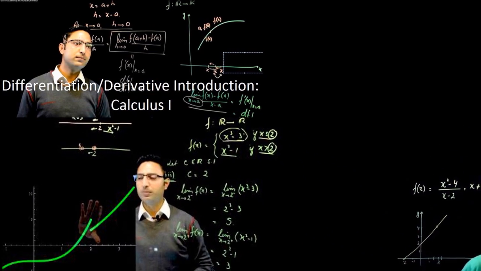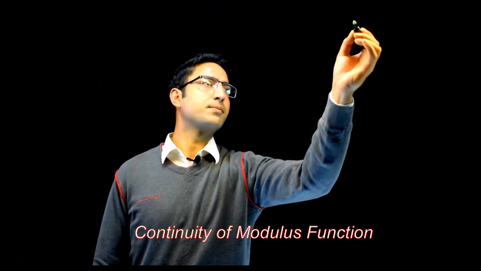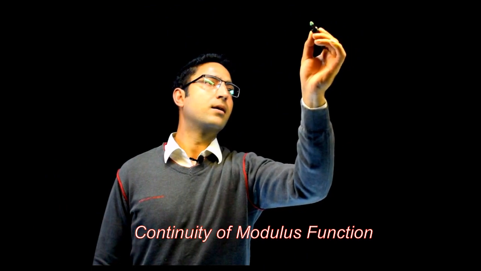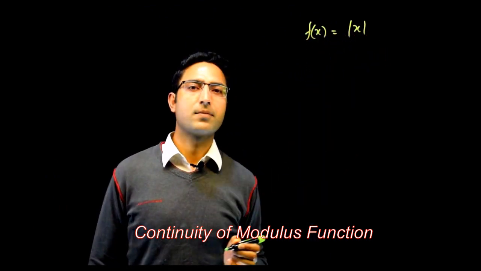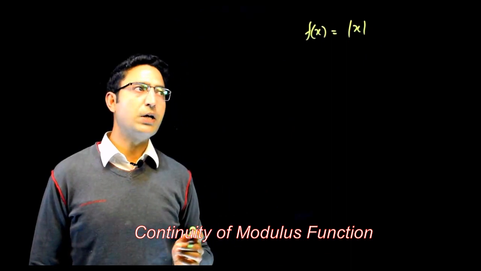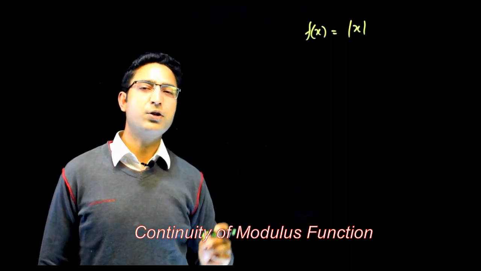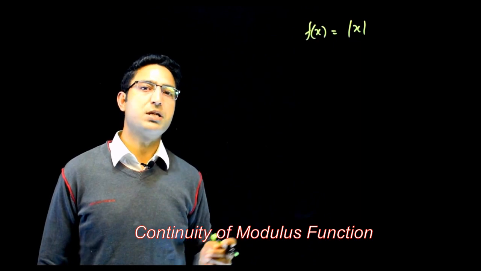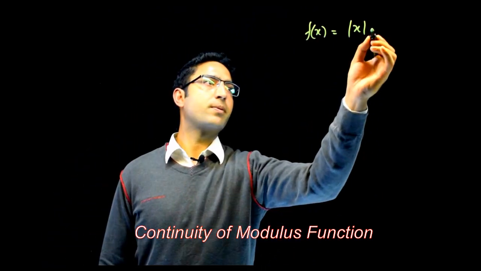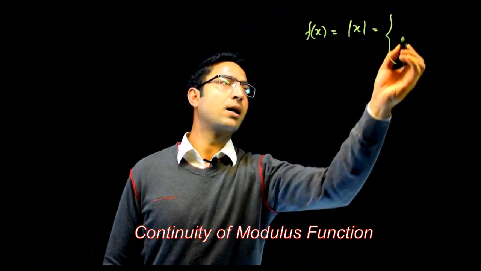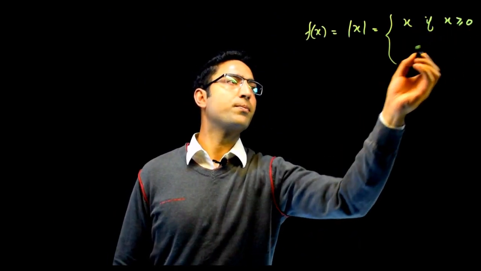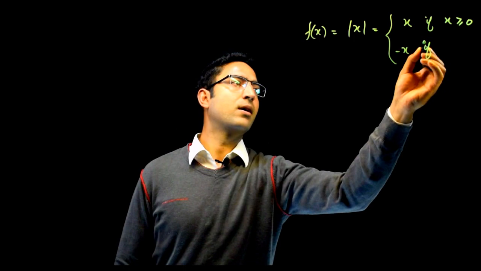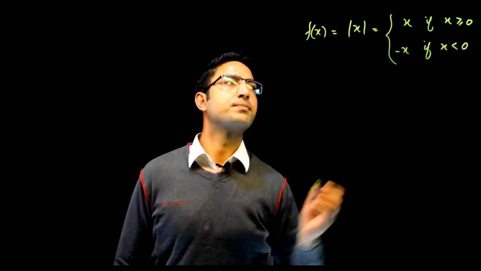So let's get started. It is defined as f(x) equals mod of x. Mod x means that it will make every negative number positive and every positive number stays positive. So it is defined as x if x is greater or equal to 0, and minus x if x is less than 0.